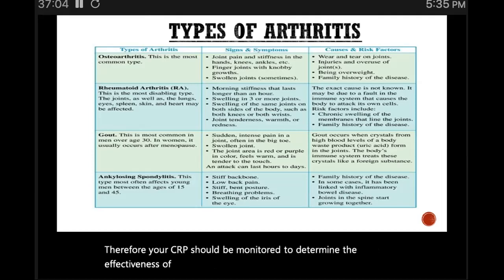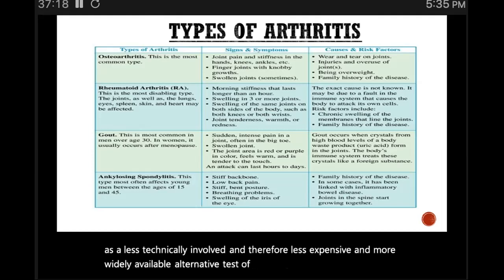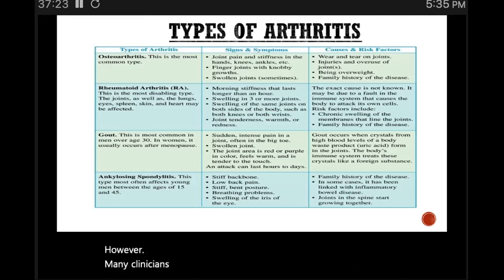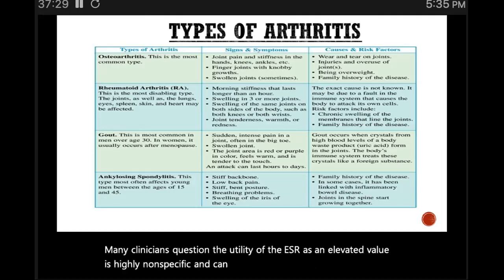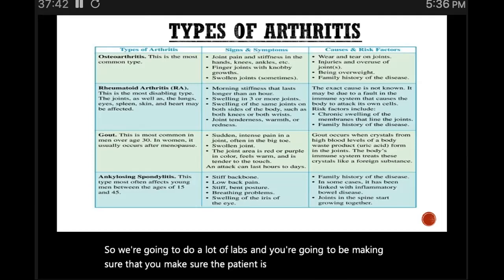Your erythrocyte sedimentation rate or your ESR may follow the same pattern during treatment and may serve as a less technically involved and therefore a less expensive and more widely available alternative test of inflammation compared with CRP. However, many clinicians question the utility of the ESR as an elevated value is highly nonspecific and can be subjective. So the main gold standard is to really monitor that CRP with rheumatoid. So we're going to do a lot of labs, and you're going to make sure the patient is following the scheduled laboratory evaluations.